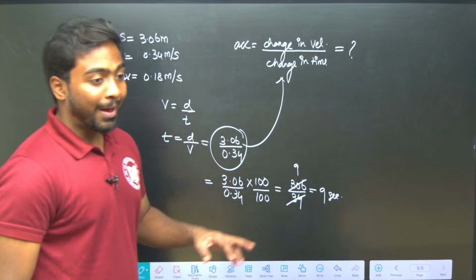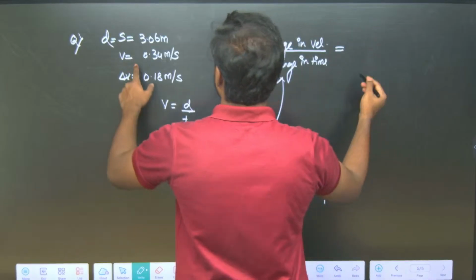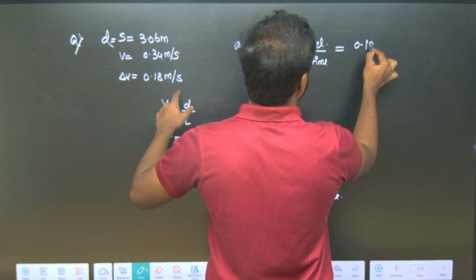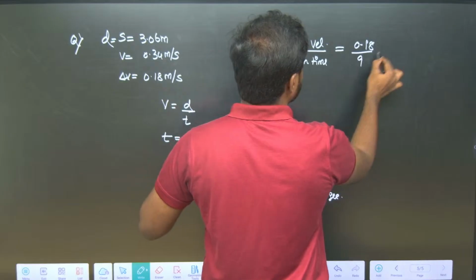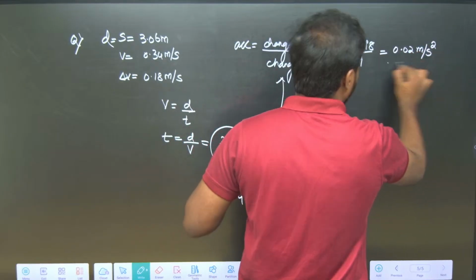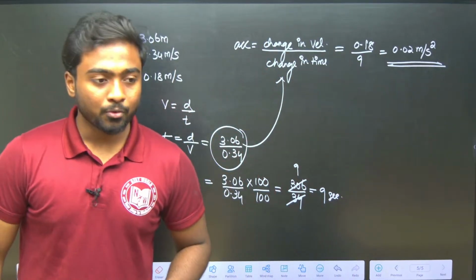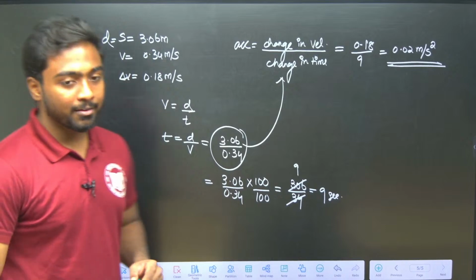9 seconds. Now acceleration I need to get. So what is the change in velocity here? 0.18 divided by 9, which is nothing but 0.02 meter per second square. Yes, your answer is correct. 0.02 meter per second square acceleration is the answer.